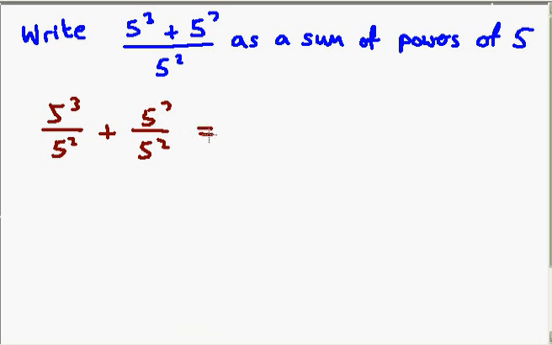So you can write it like this: 5 cubed over 5 squared. So because that's a divide, we take the indices away from each other, so you get 5 to the 3 take away 2, so that's 5 to the 1. And here we've got 5 to the 5. Okay, so this is a sum of powers of 5.